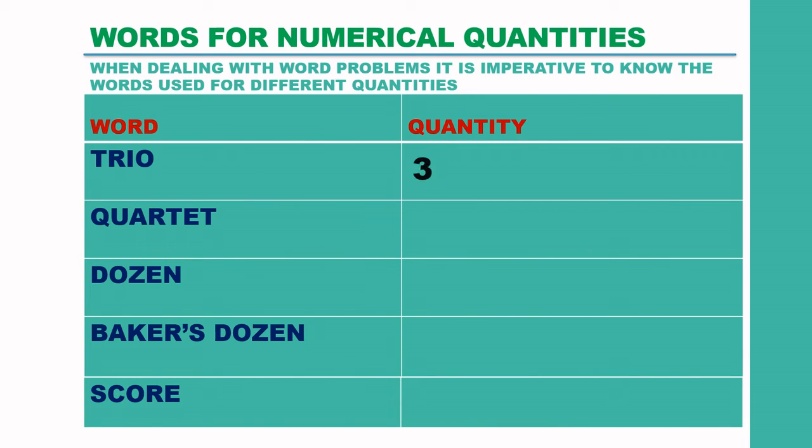Trio. Trio means a group of 3 people, mostly in music. Quartet means 4 people in music. Dozen means 12 items. Baker's dozen, 13. Score, 20 items.